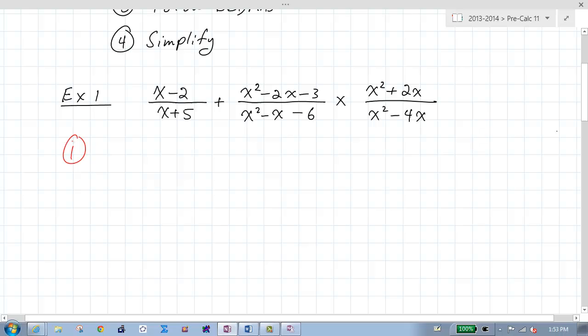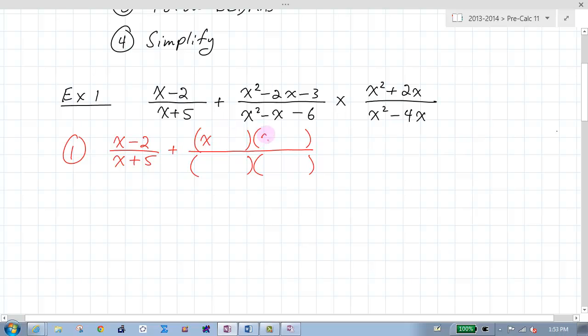I have x minus 2 over x plus 5. There's nothing to be factored. So for our first step, the first fraction that we have, the first rational expression, has nothing to be simplified. The second one, though, can be factored. Both the numerator and the denominator are factorable, or they're trinomials that at least look like they could be factorable.